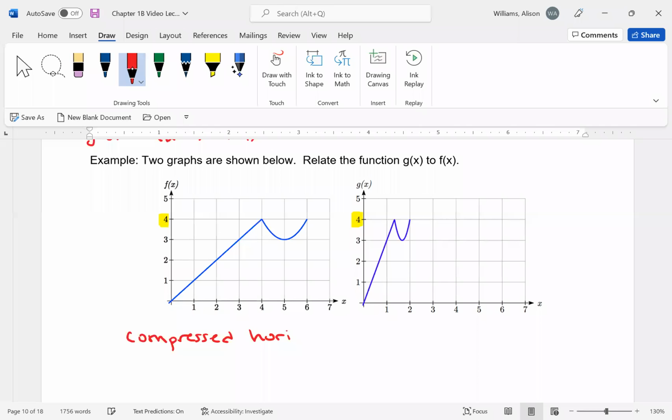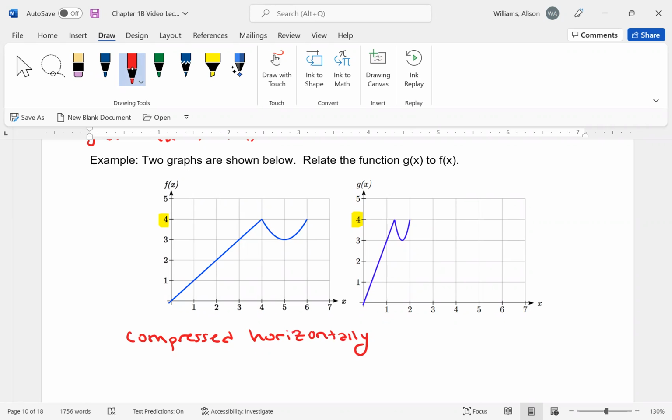horizontally. And what we want to do is we want to figure out what the compression is. That looks like a very sad Z. Let me fix it. Horizontally. There we go. It's compressed horizontally. So we need to figure out how to find that compression. So let's look at the first graph.